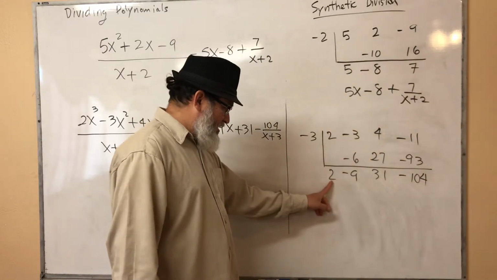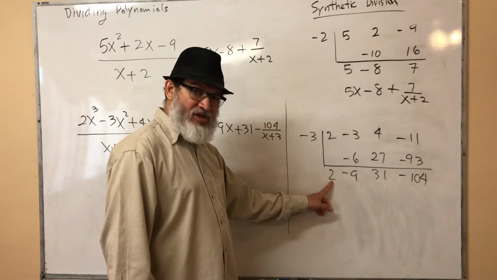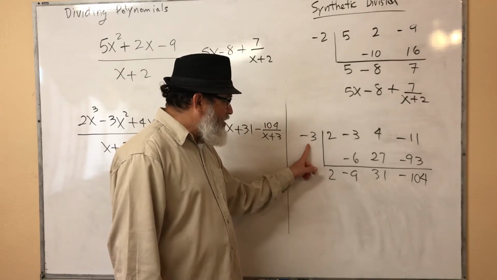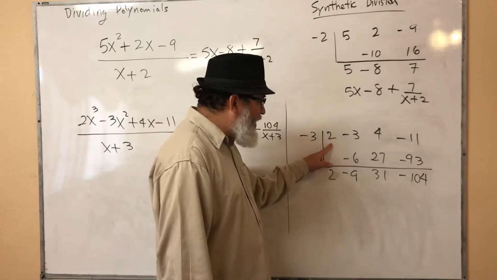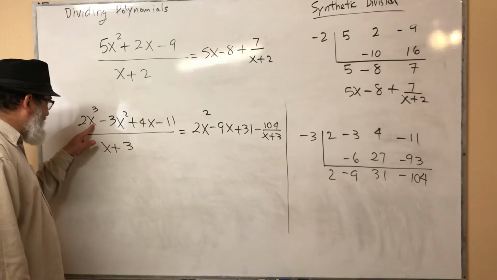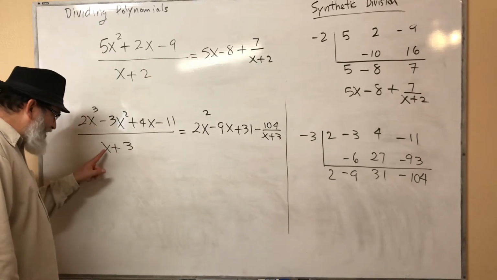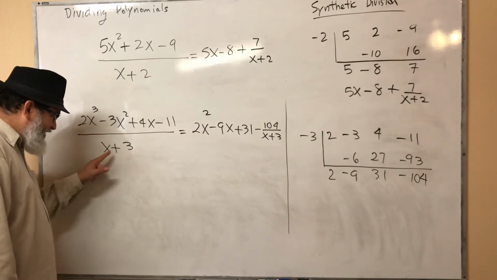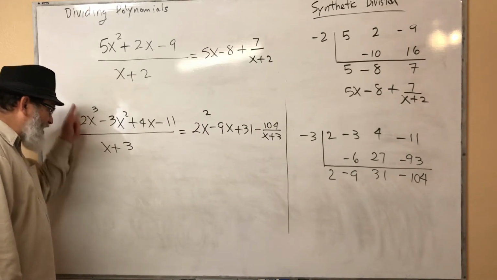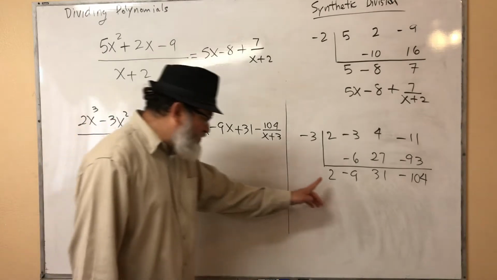You see this? That's the answer. That's part of the answer now. Since we divided by x plus 3, we divided 2x cubed by this x plus 3. We divided x cubed by x. That's x squared. So this corresponds to x squared.